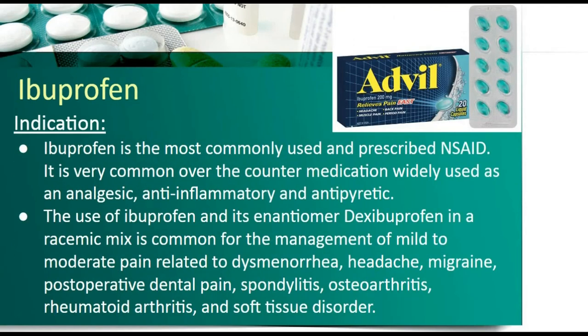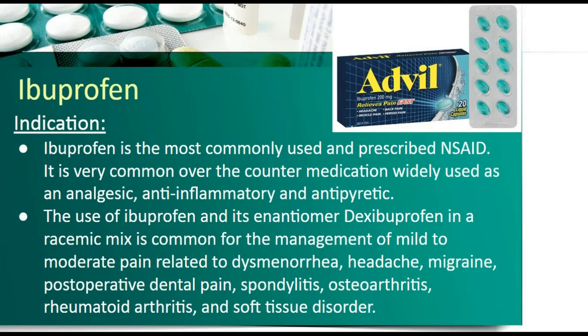Next is ibuprofen. Ibuprofen is the most commonly used and prescribed NSAID, and it's a very common over-the-counter medication widely used as an analgesic, anti-inflammatory, and antipyretic. The use of ibuprofen and its enantiomer dexibuprofen in a racemic mix is common for the management of mild to moderate pain related to dysmenorrhea, headache, migraine, postoperative dental pain, spondylitis, osteoarthritis, rheumatoid arthritis, and soft tissue disorder.